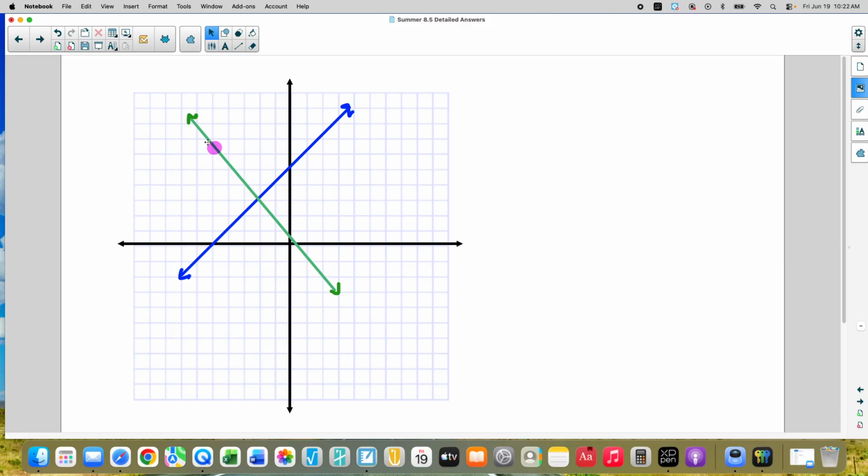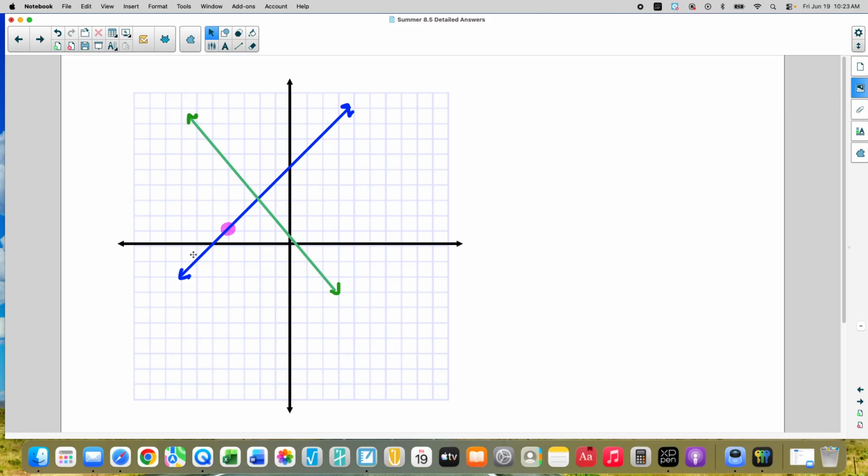If it was just on the green, it would be true for green, but false for blue, because any point on blue is going to give me a true value for the blue equation. So if it's off of the blue equation, it's not a solution to blue, but it's on green, so it's a solution to green. So it's only a solution to one of the two equations.